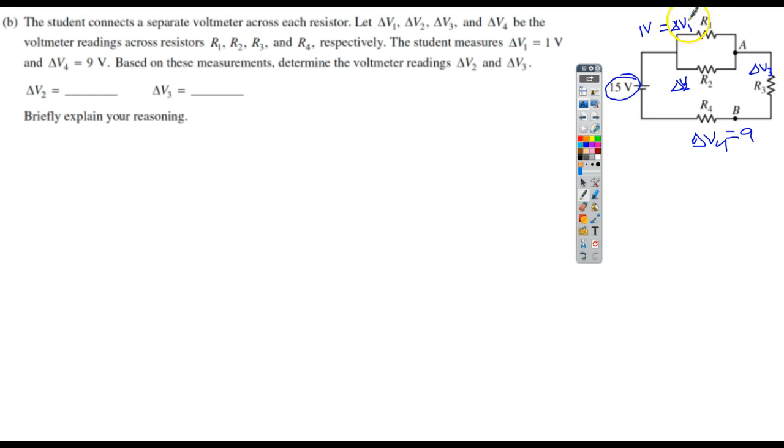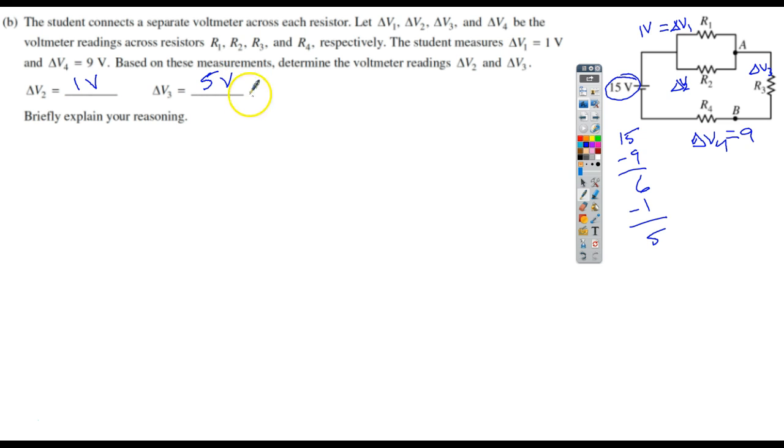So right off the bat, I remember that R1 and R2 are the same. So this has got to be 1 volt. If these are both 1 volt and this is 15 volts, we have to drop 9 volts here. So when we take 15 minus 9, that will give us 6. We also drop 1 volt for this entire thing. So we drop 1 more volt, and that gives us 5. Therefore, V3 has got to be 5 volts.